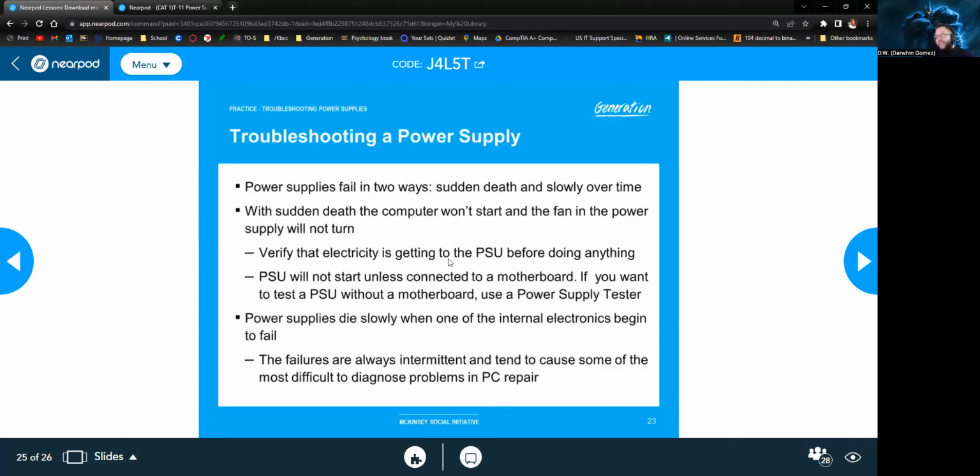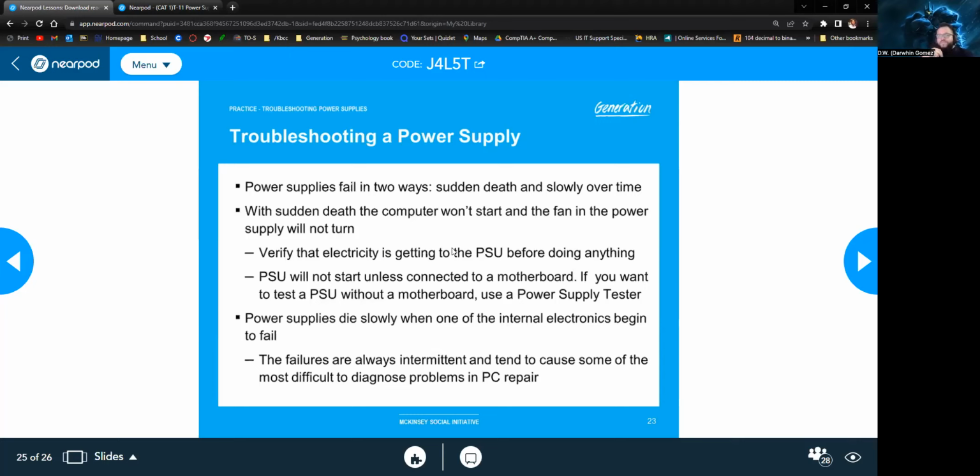Verify that electricity is getting into the PSU before doing anything. So before you take everything out, make sure it's plugged in. And remember, wires have 2 ends. Make sure it's plugged into the wall and make sure the other end is plugged into the back of your computer, right? While you're back there, it's probably a good idea to make sure that that switch is flipped on too.